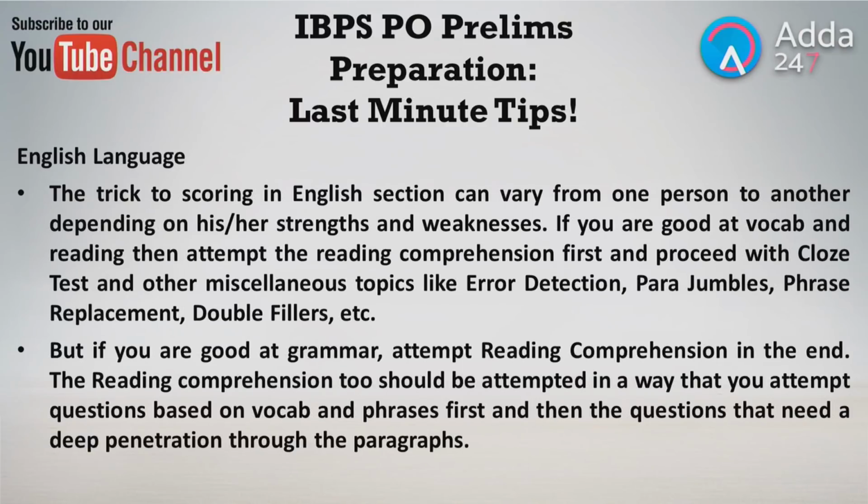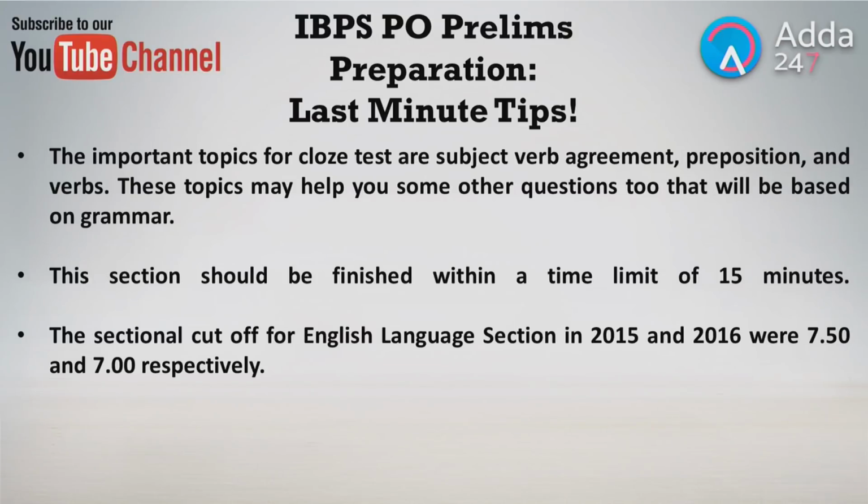The reading comprehension too should be attempted in a way that you attempt questions based on vocab and phrases first, and then the questions that need a deep penetration through the paragraphs. The important topics for closed test are subject-verb agreement, prepositions and verbs. These topics may help you in some other questions too that will be based on grammar. This section should be finished within a time limit of 15 minutes. The sectional cutoff for the English language section in 2015 and 2016 was 7.50 and 7 respectively.